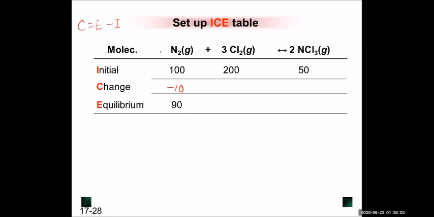Based on the equation, the coefficients 1 and 3, every 1 N2 will react with 3 Cl2 and produce, gain, 2 nitrogen trichloride. So if 10 N2 molecules reacted, the number of chlorine molecules that react should be proportionally 3 times as much. 30 chlorine molecules react. And the gaining, okay, this is the product. When you lose a reactant, the product will gain. The gain is the coefficient times 10. Gain 20 nitrogen trichloride molecules.